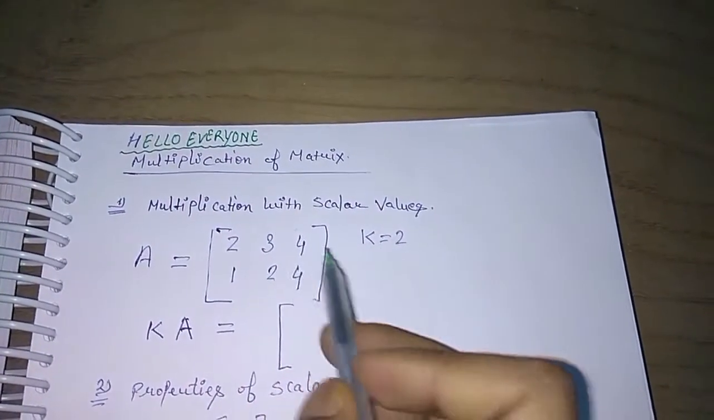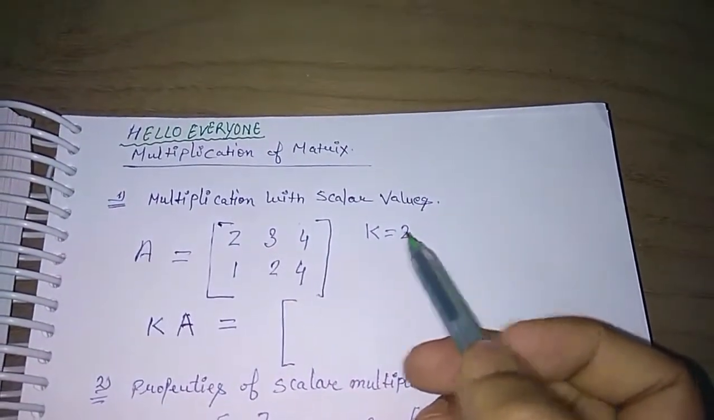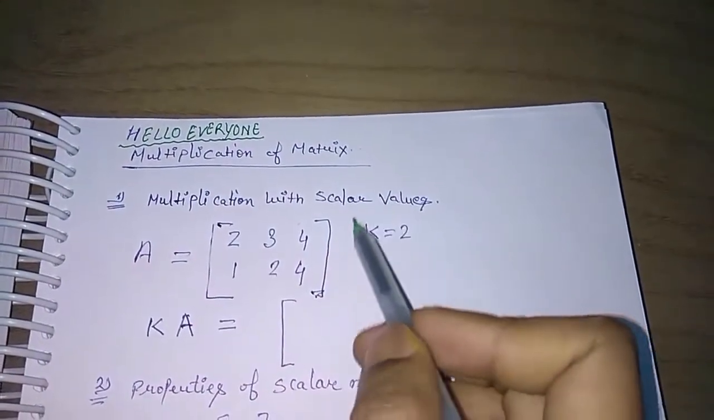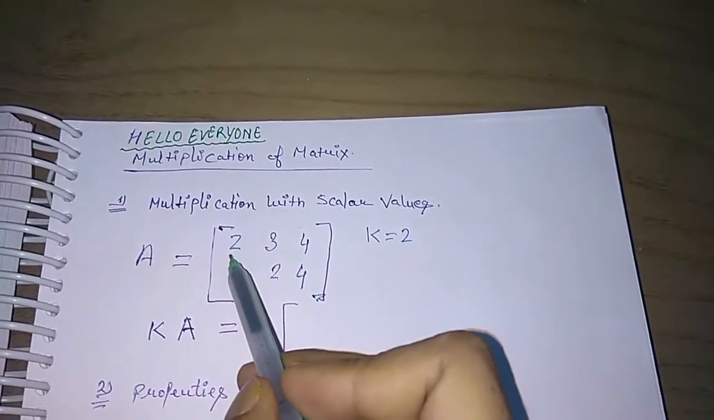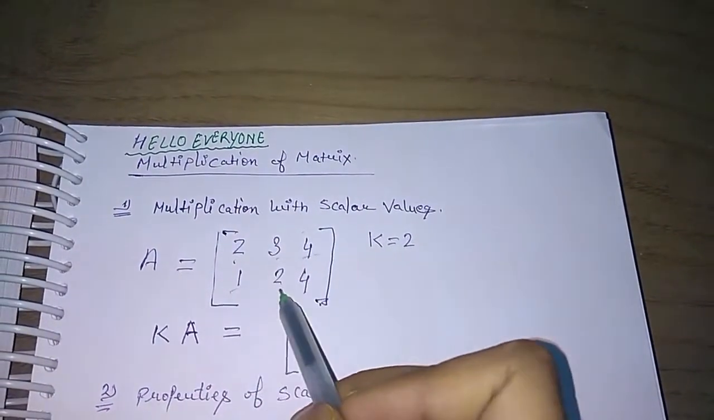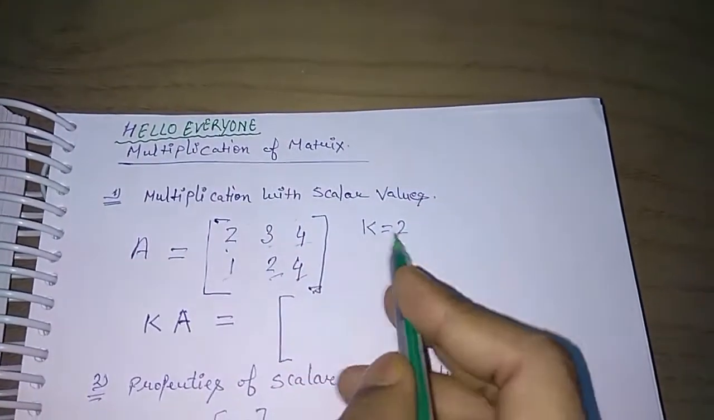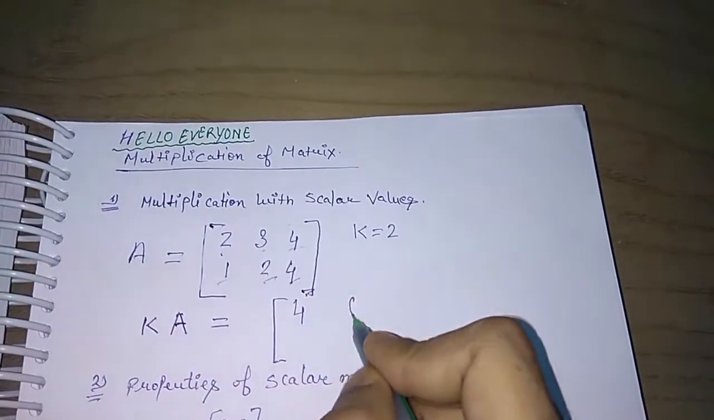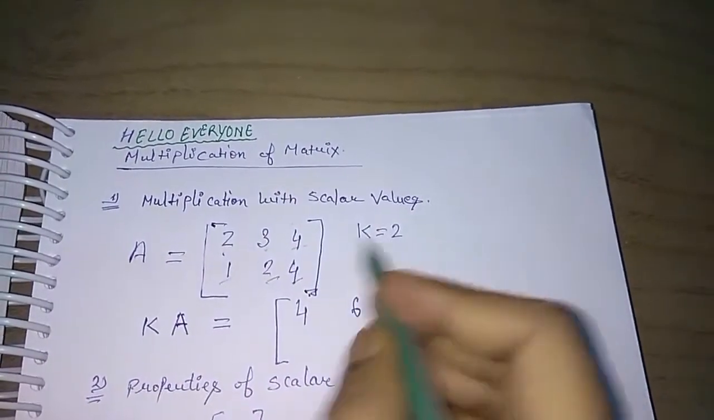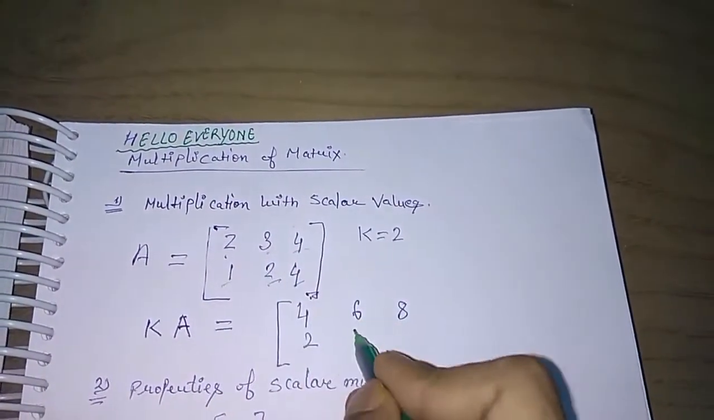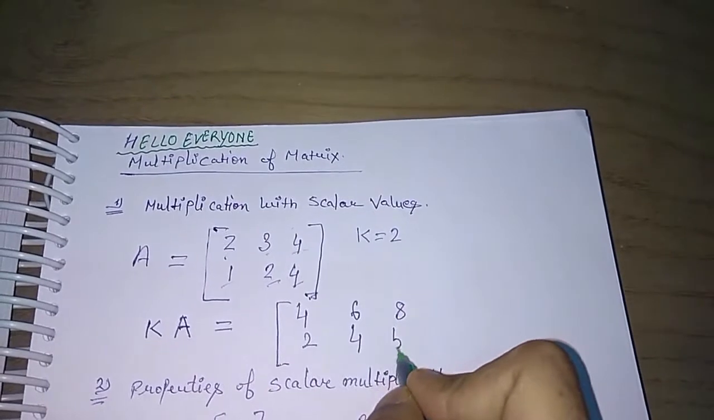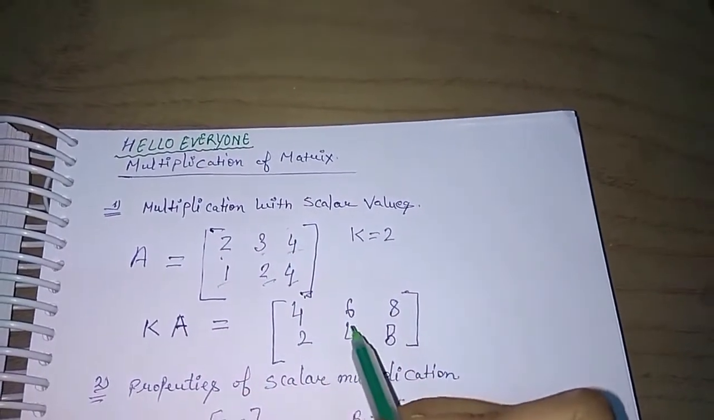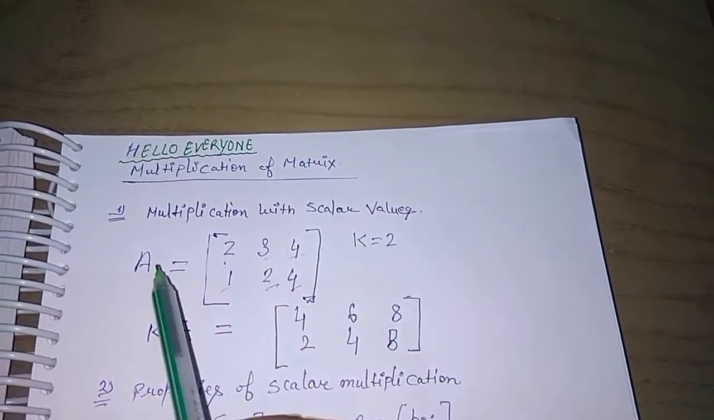The multiplication is simple, like normal mathematics, but as it is a matrix, we have to multiply the scalar value to every element inside the matrix to get the desired result. So 2 4s are 8, 2 2s are 4, 2 3s are 6, 2 4s are 8, 2 1s are 2, 2 2s are 4, and 2 4s are 8. So this is how we can multiply a scalar value to the matrix.